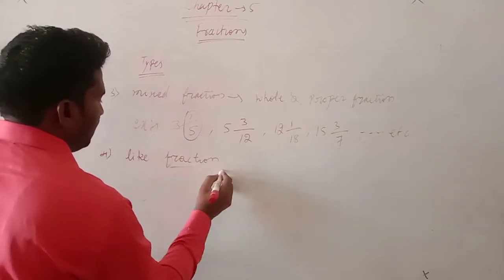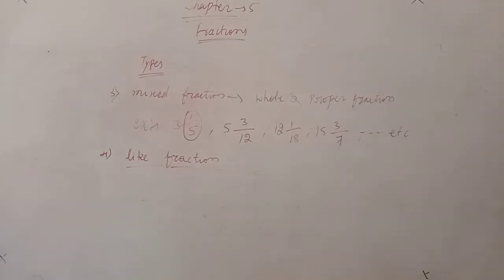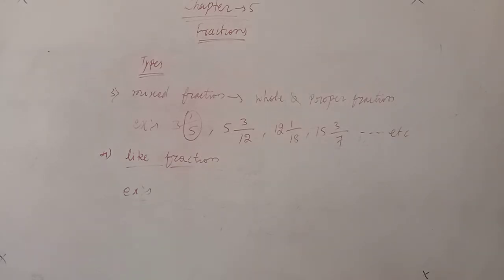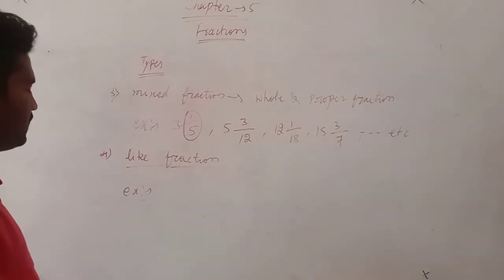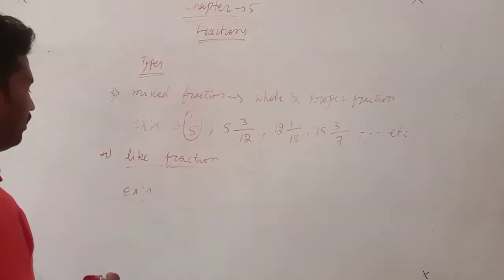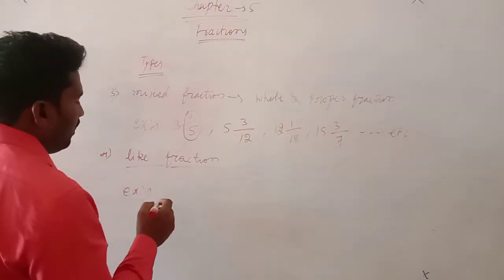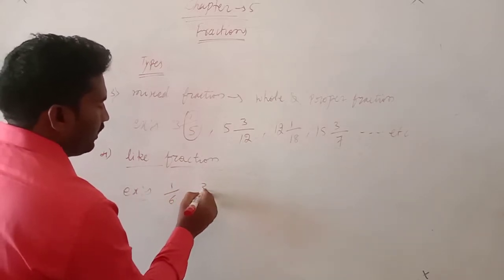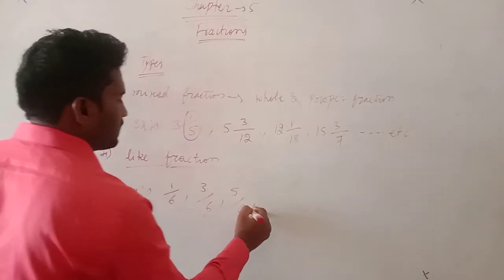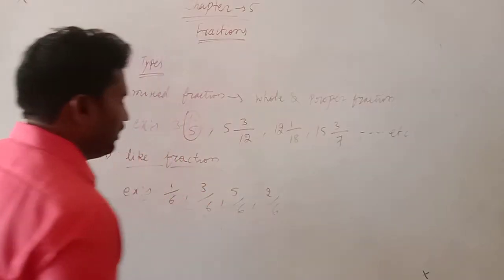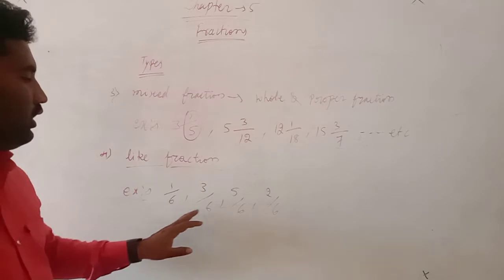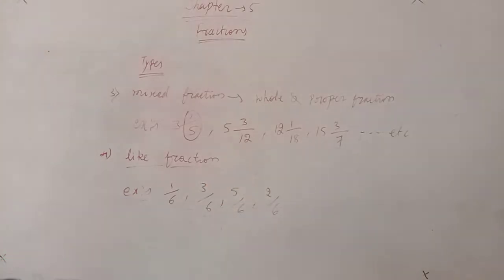So like fractions. We can see the denominators are equal in a fraction. Fractions having equal denominators are called like fractions. For example, 1 by 6, 3 by 6, 5 by 6, 2 by 6. The denominators are the same. So when the denominators are equal in fractions, they are called like fractions.